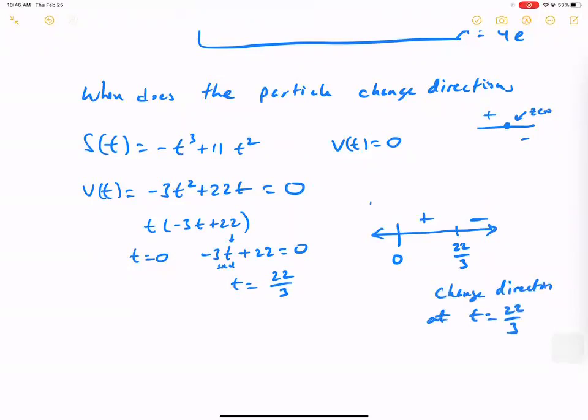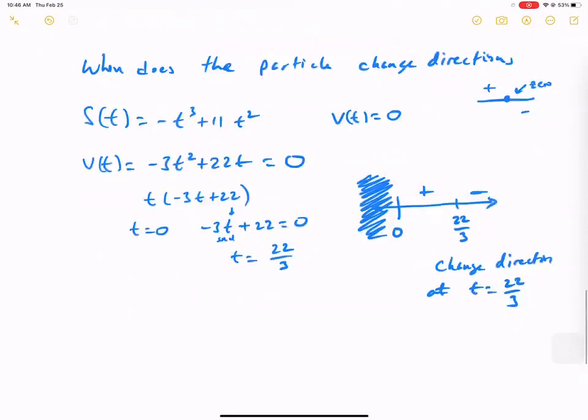Are we going to consider time before here? No. Okay. Yeah, you can't say you change directions right at the starting line. I guess unless you ran the wrong way.